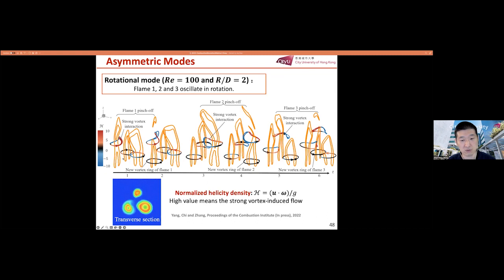So again, this is the alternative shedding of vortex. Now there's no vorticity reconnection at all. So the interaction between each flame is through the vortex-induced flow. So how to quantify this vortex-induced flow? Recognizing that if the flow is axisymmetric, the inner product or the dot product of velocity and the vorticity is absolutely zero. So the non-zero value of this term, which is the helicity density, can be used as an indicator to show you how much the local flow is away from axisymmetric. And then this is a non-symmetry behavior. Of course, it's caused by the flow induced by other vortex.